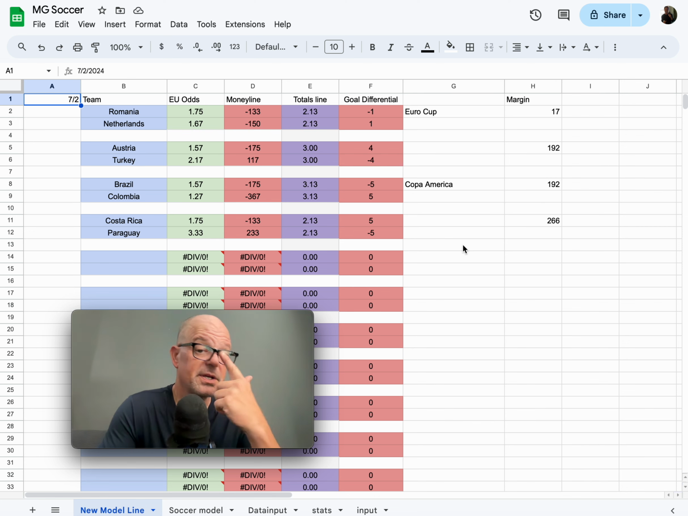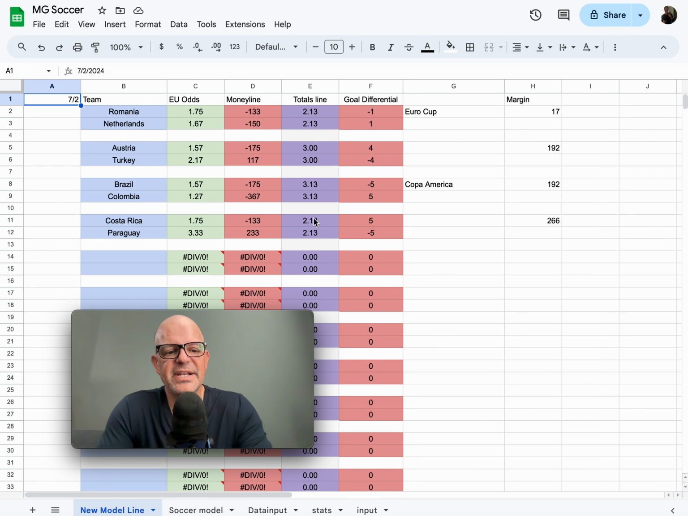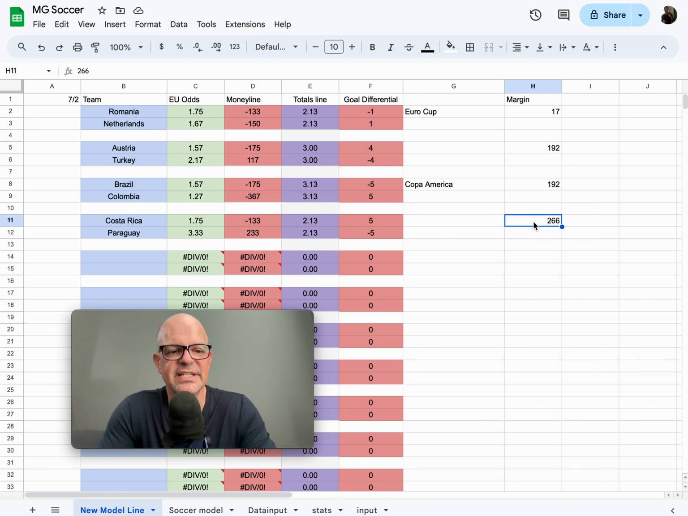And then finally, look at this one. We had Costa Rica at minus 133. We had Paraguay at plus 233. So the way you can do this, again, 233 minus 100. That gives you 133 that you have to add back to this 133 and gives you a total point differential of 266.